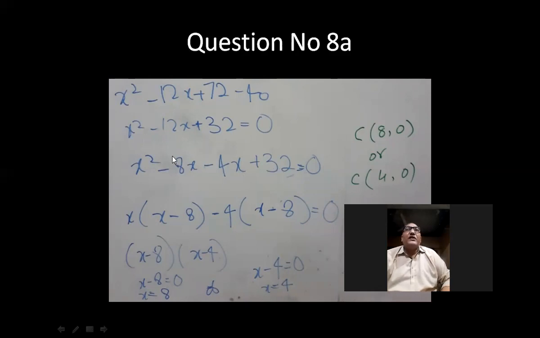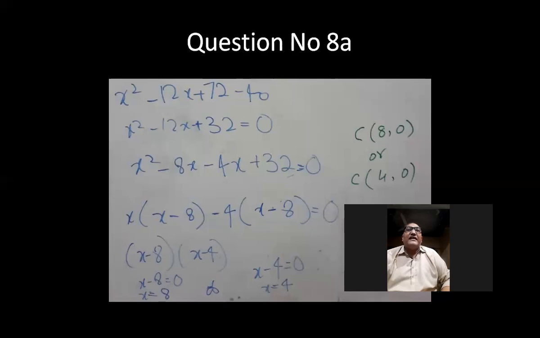We are doing the middle term breaking. From these first two terms, you can take x common. So I've taken x common, so you have x minus 8. From these last two terms, you can take minus 4 common. So here you will have x minus 8 equals 0. The bracket x minus 8 is common, so (x minus 8)(x minus 4) equals 0. So x minus 8 equals 0 because these two are multiplying and they are equal to 0. So we will make them one by one equal to 0.